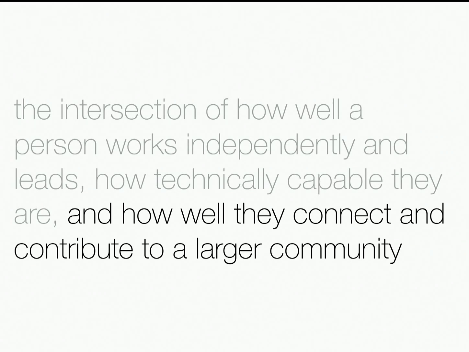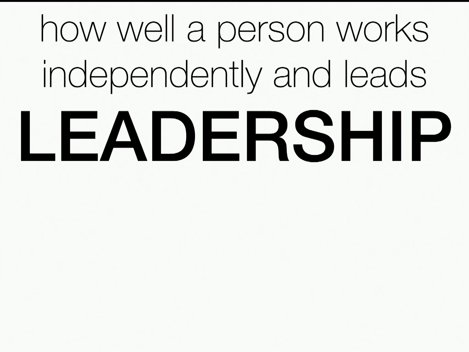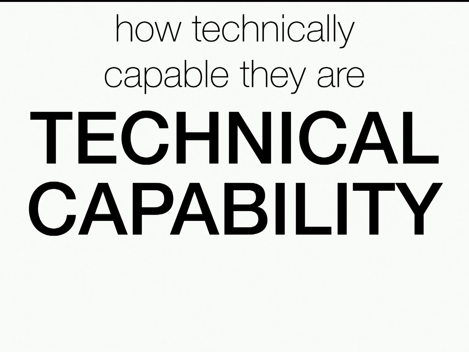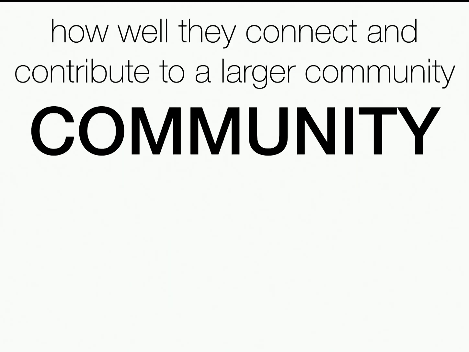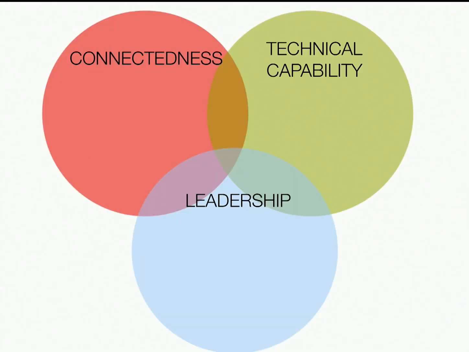So those three things again. First, how well a person works independently and leads. In other words, leadership. How technically capable they are, technical capability, and how well they connect and contribute to a larger community, or connectedness. So a Venn diagram here. At the center of the Venn diagram is the mythical senior developer. But each of these three tracks has a junior to senior path all its own. So if it's beginning to sound like a lot of work to reach this point, yeah, it is.